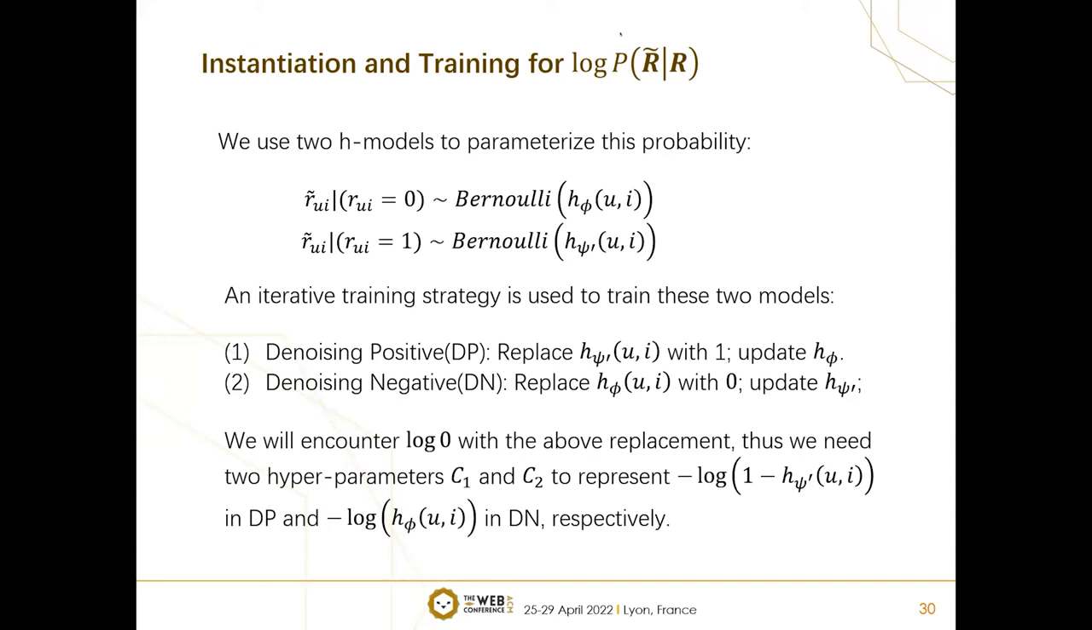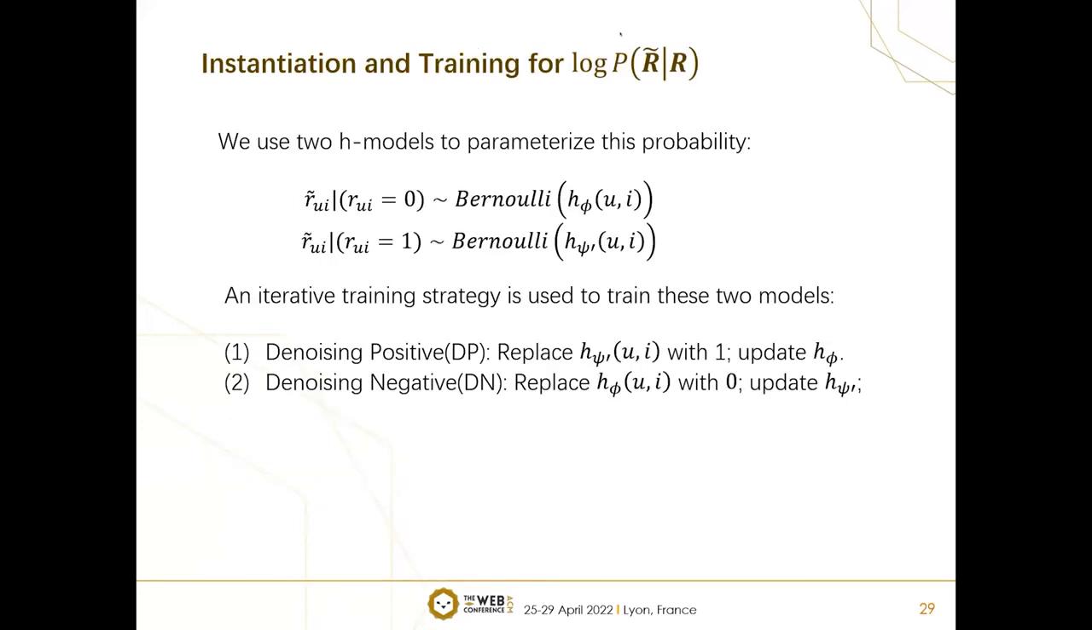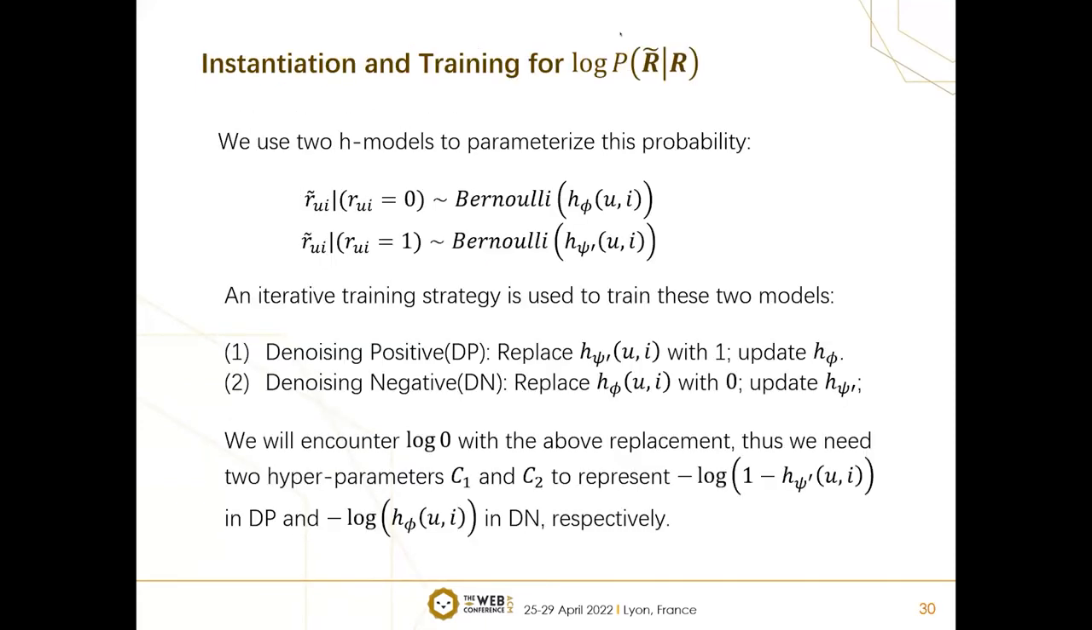Actually, with these replacements, we will encounter log zero in the expanded formulation of the objectives of DeCA and DeCA-P. Thus, we need two hyperparameters, C1 and C2, to represent these two log zero terms respectively. And so that's all for the methodology.